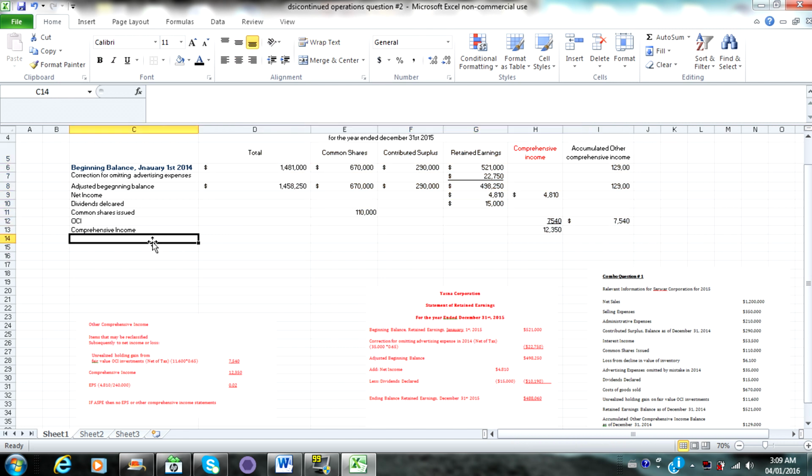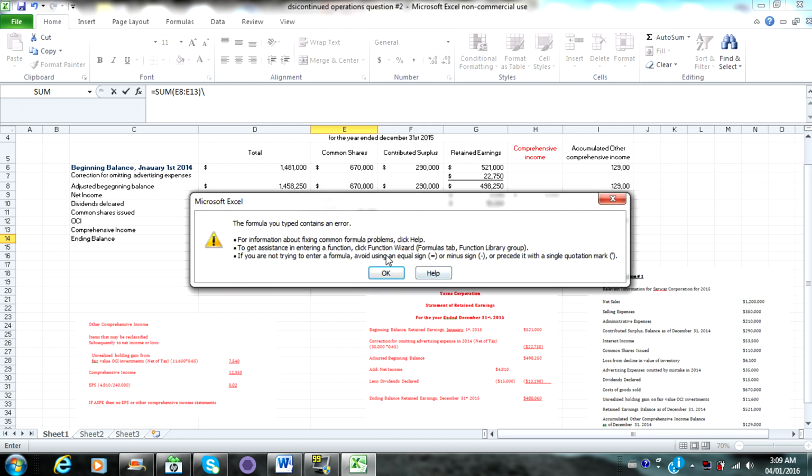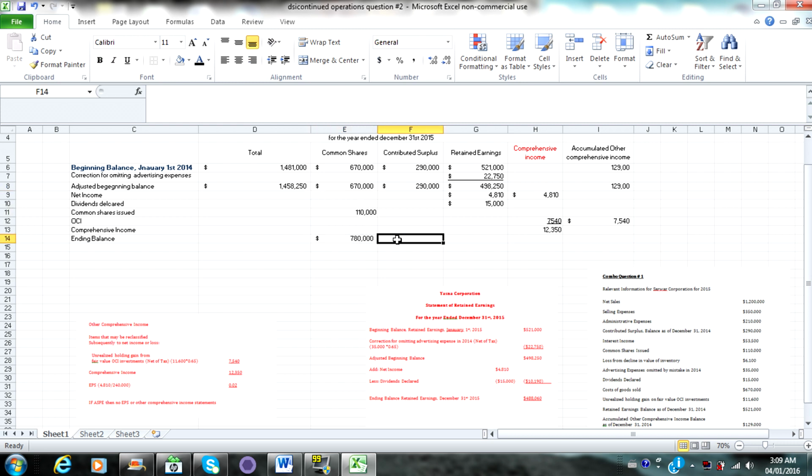The last thing you need to do right here is figure out the ending balance for all of these shareholders' equity accounts. Your ending balance for common shares is just going to be $670,000 plus the $110,000 that you issued. So it's just going to equal the sum of these, giving us an ending balance of $780,000. Our adjusted beginning balance plus common shares issued. For contributed surplus, literally nothing has changed, so the beginning balance is just going to equal the ending balance.